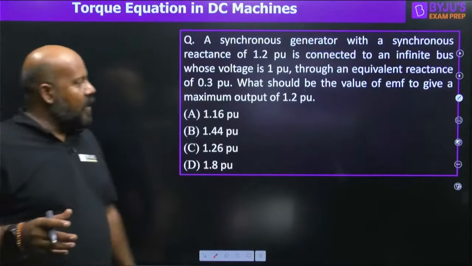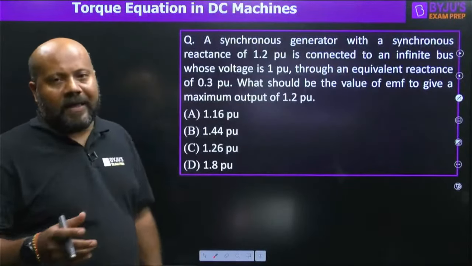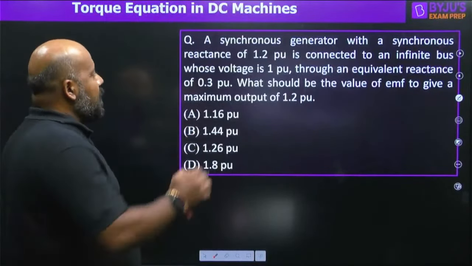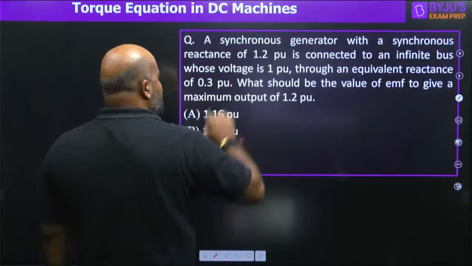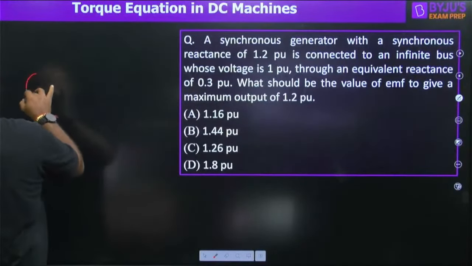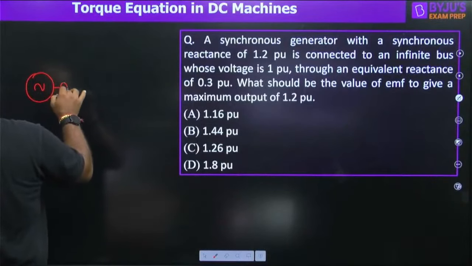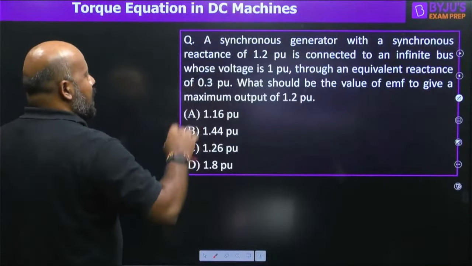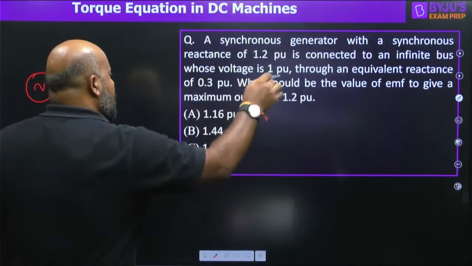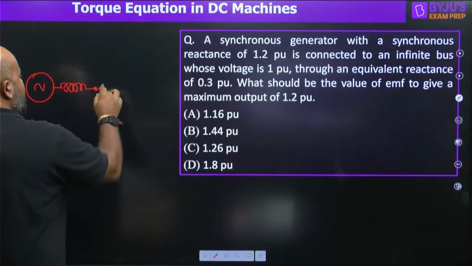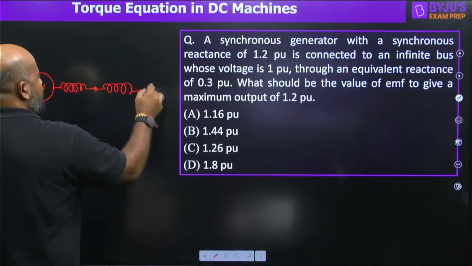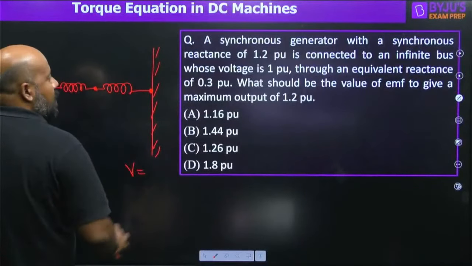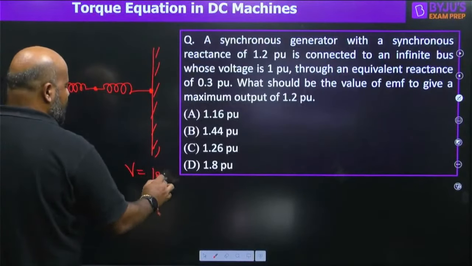This question talks about the excitation EMF, how to calculate the excitation EMF if the power transferred is given. He is saying there is a synchronous generator with a synchronous reactance of 1.2 per unit. So the situation is something like this. This is your synchronous generator and this is its reactance. It is connected to an infinite bus whose voltage is 1 per unit through an equivalent reactance. In between there is one equivalent reactance, and then it is connected to an infinite bus. The infinite bus has a voltage of 1 per unit.